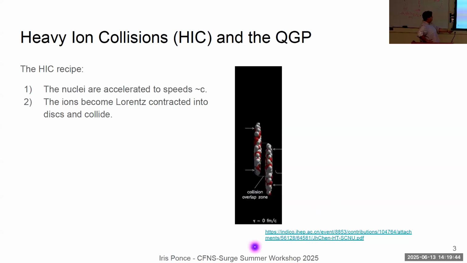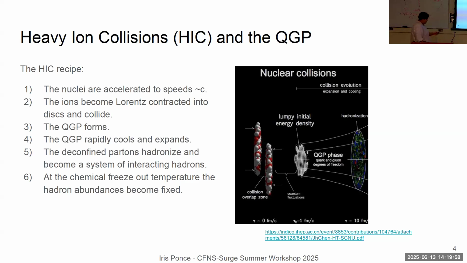There we go. Pick your nuclei. You accelerate them to speeds close to the speed of light. And so then in this part, the ions become contracted and these disc or tortilla-shaped objects collide. You get a QGP that forms, and then it rapidly cools and expands. Then at this point, the partons hadronize and become a system of interacting hadrons.